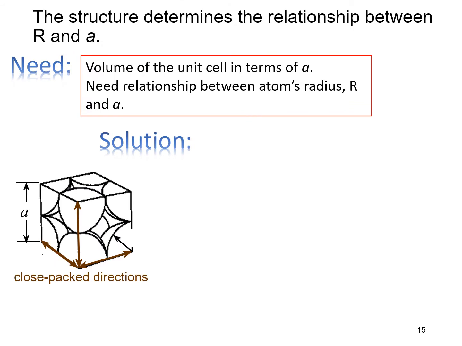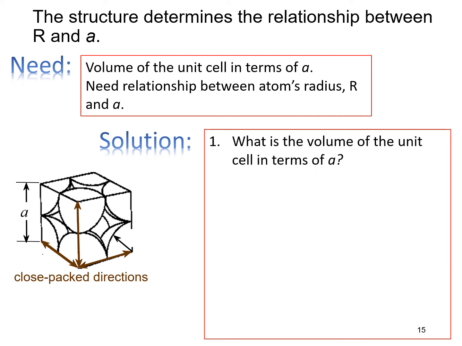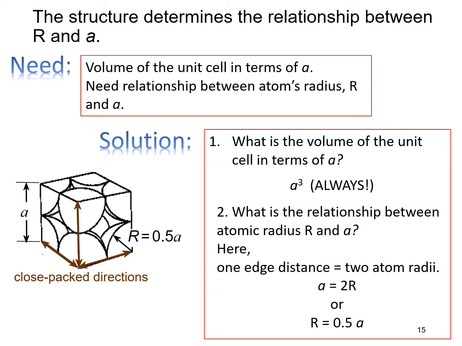In order to determine the three terms needed to calculate the atomic packing factor, we need to know the volume of the unit cell in terms of A. We need to know the relationship between the atom's radius r and this value of A. So our first question, what's the volume of the unit cell in terms of A? Since the unit cell edge is always of length A, that is pretty easy. Our volume will always be A cubed, no matter which structure we're looking at.